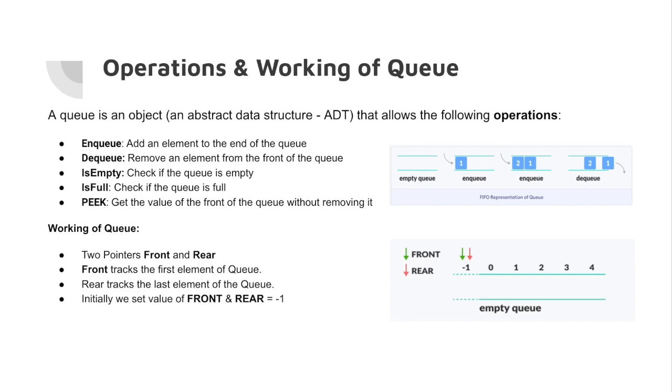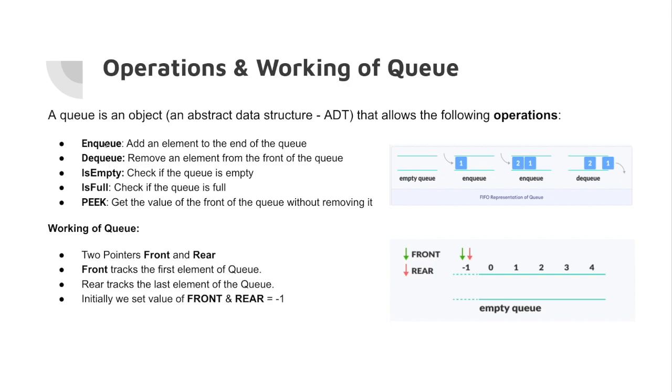Next is isFull. Let's suppose we have a queue which can store only 5 elements, and we have already stored all 5 elements in the queue, and I want to push one more element. Is it possible? Not possible. So in that case, if a user wants to insert another element into the queue, we have to print a message that the queue is already full. You cannot insert an element in the queue.